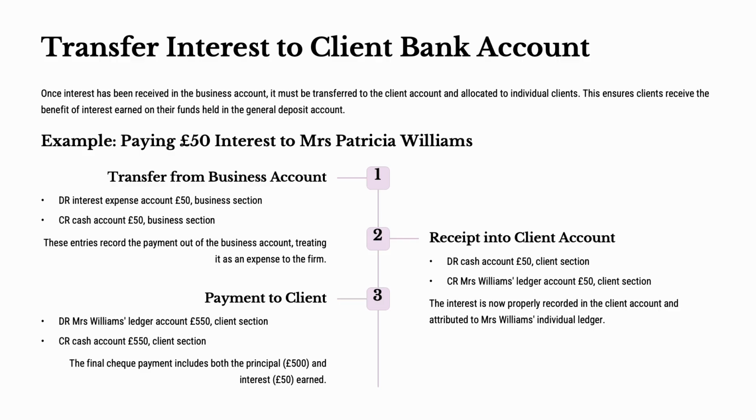The second step is paying into client account, from business to client account. And now in client account the entries are debit cash account £50 client section and credit Mrs. Williams ledger, specific ledger account £50 in client section. Now, the solicitor pays Mrs. Williams the interest along with the £500 already held for her. So it will be like this. Debit Mrs. Williams ledger account £550 and that will be in client section, and credit cash account £550 once again in client section. Both of them mirror each other and they balance the total balance sheet.